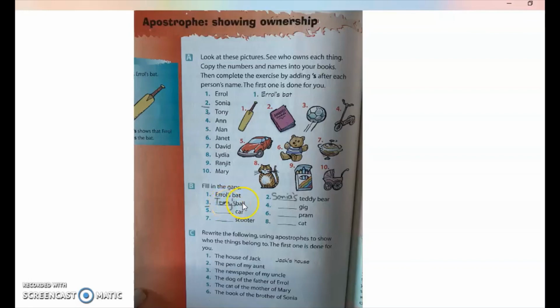Now for down here, you're going to also do this, but you're going to rewrite the sentences in your language arts notebook. It says the house of Jack. All you have to do is ask, who does the house belong to? The house belongs to Jack. So you're going to write it in the possessive way. Jack's house. You're just going to write the name and what they own.